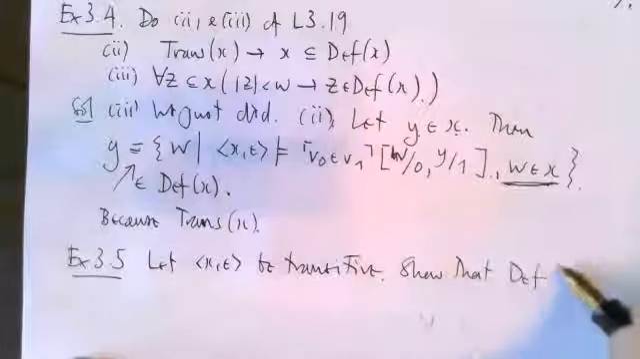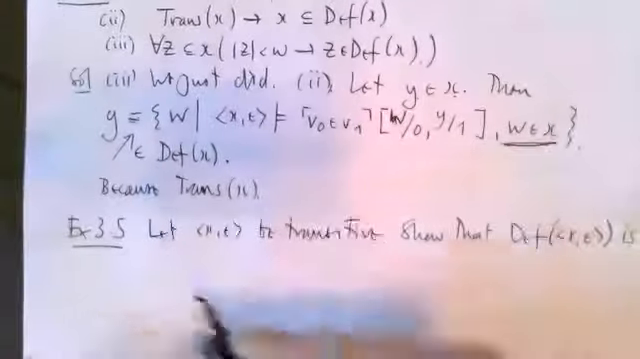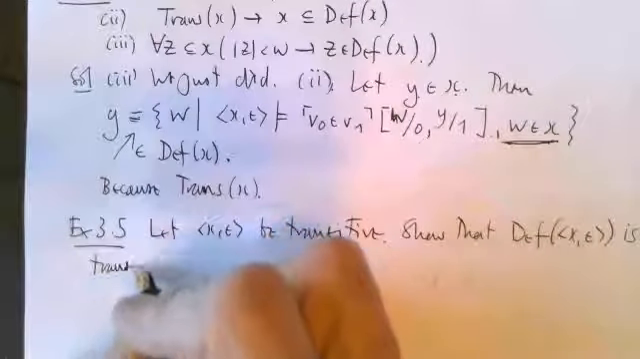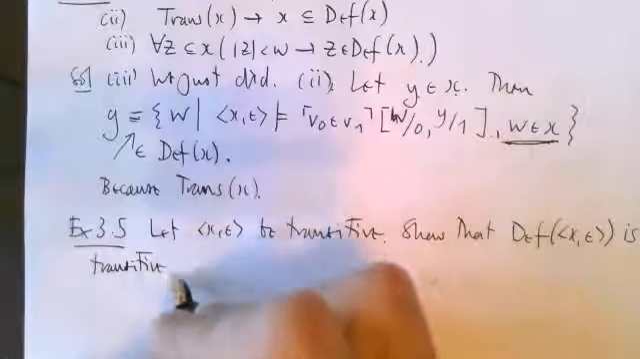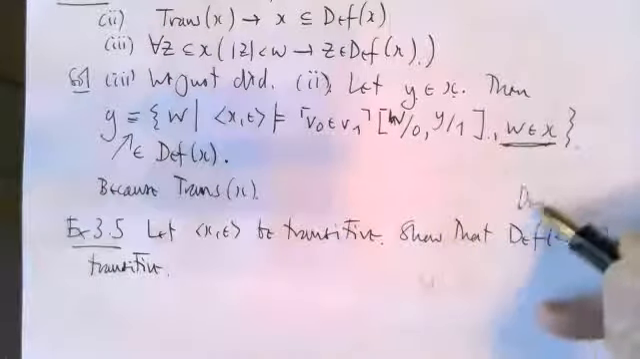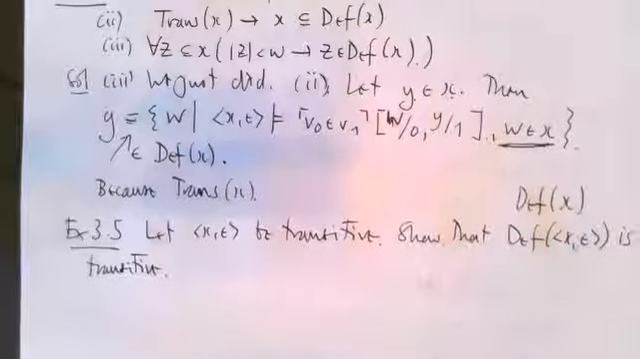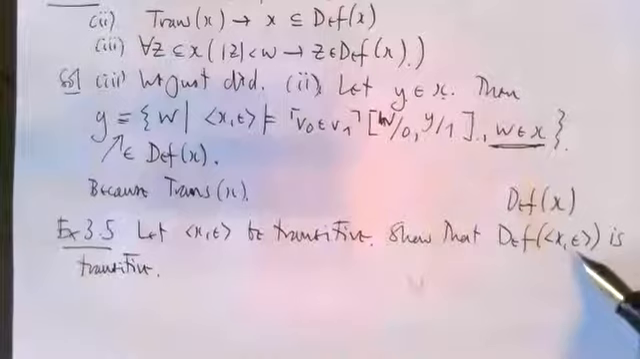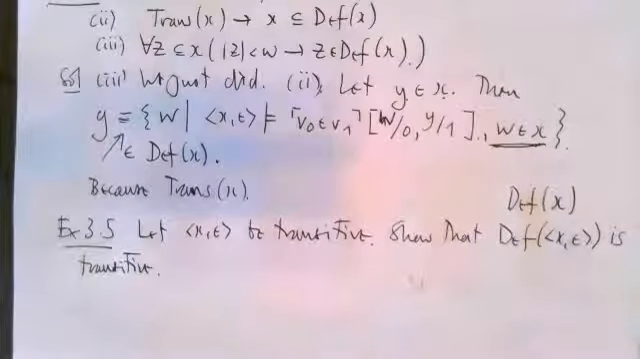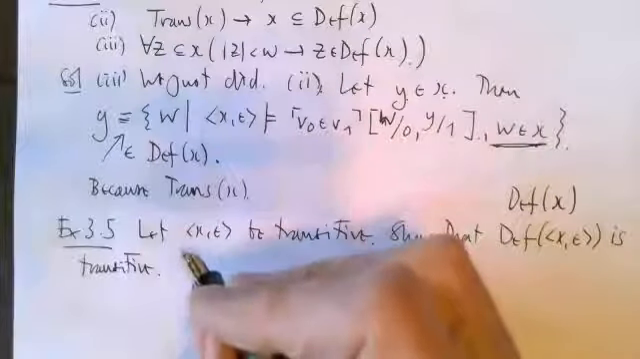Show that def of X is transitive. I mean, sometimes I write def X epsilon, which is very formal and precise, and other times I'm just a bit informal and write def X, because epsilon here is always to be understood. And then there are a couple of auxiliary questions.